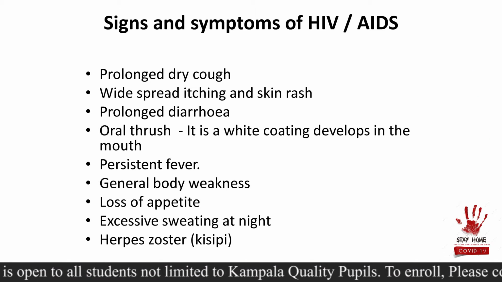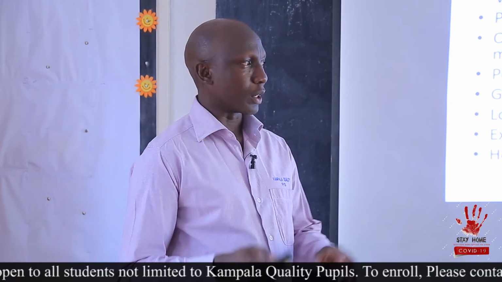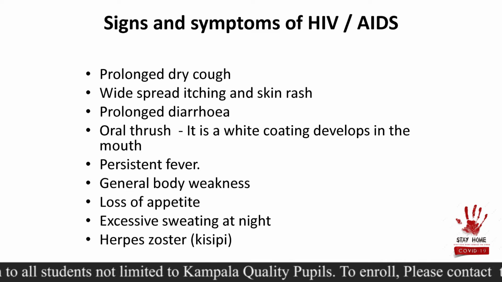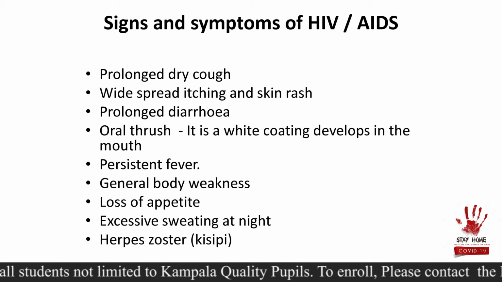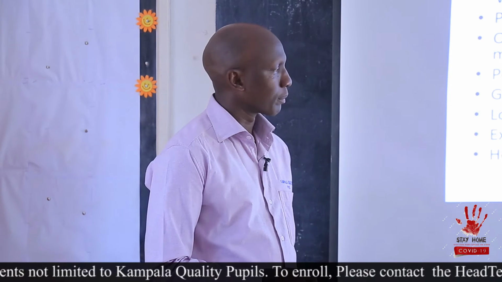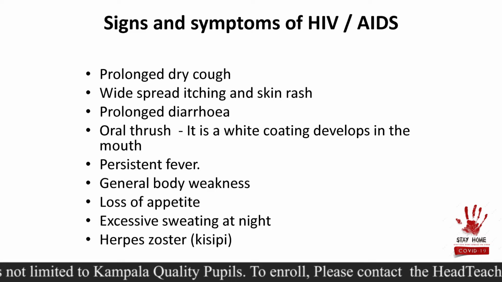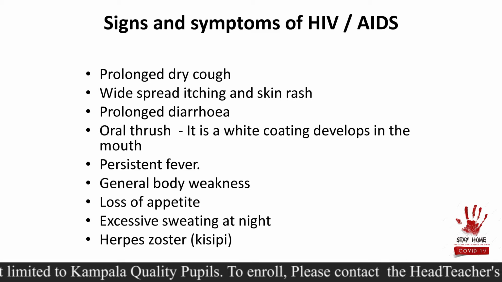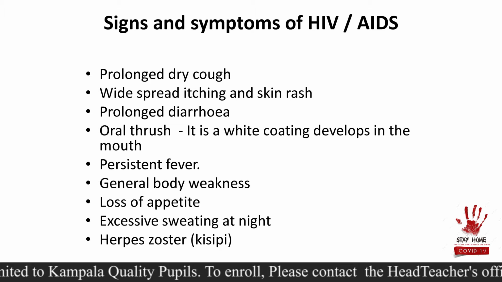This fever is on and off. It comes, it goes. Then there's also general body weakness. The person who has got HIV is generally weak because of this type of infection. This person also loses appetite, doesn't want to eat. And also, he sweats a lot at night.